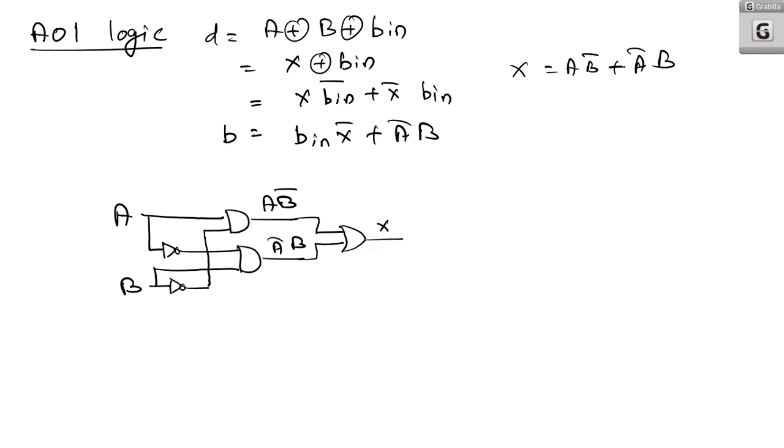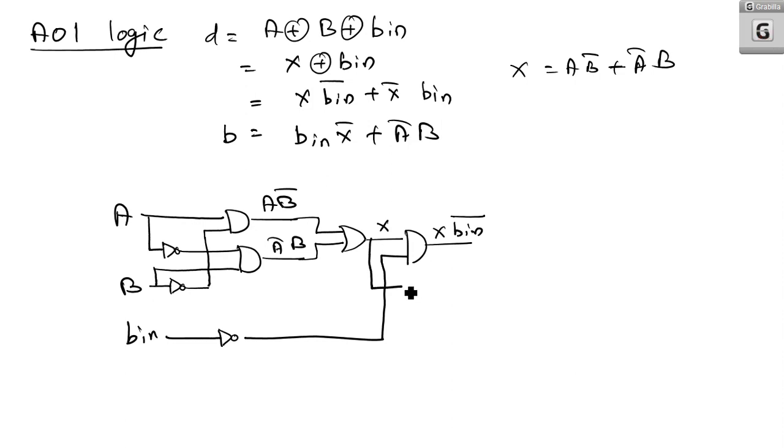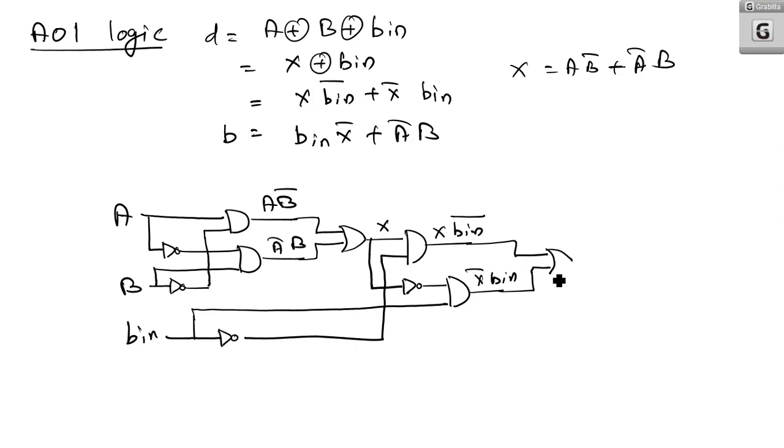Now coming to the next one, difference. Difference is X B in bar. I have B in, take B in bar, and get X B in bar. Next one is X bar B in. So this is X bar, you take B in, you AND it. This is X bar B in. And if you OR those two, you will get the difference.